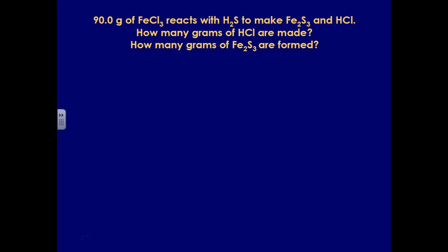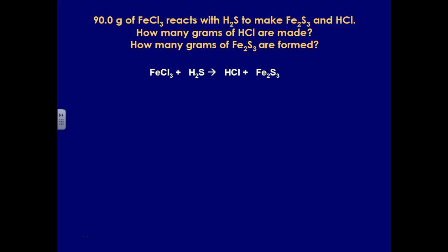The second example I give you gives you the amount of iron 3 chloride that you start with, and you're told you combined it with H2S to make iron 3 sulfide and hydrochloric acid. And so I want to know how many grams of the two products are made. So I would start by writing an equation so that I can figure out what the ratios are between these different substances. I've told you what the two reactants are, and I've told you what the two products are.